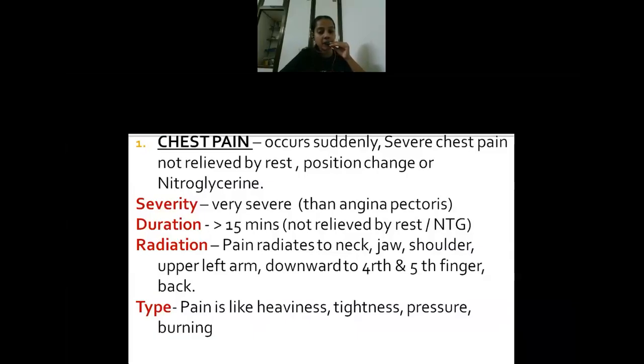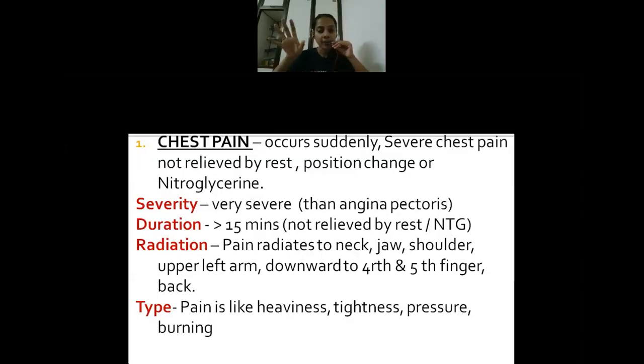It will not be relieved completely. Okay, remember that. So that is the main difference between your angina and your myocardial infarction. Remember the chest pain is very severe and usually it is not relieved by taking rest, and it will not be relieved even after taking nitroglycerin. Okay, so next one is regarding the duration. Already I have mentioned, angina pain is for less than 5 or 10 minutes, but here in MI the pain duration is for longer time. Okay, more than 15 minutes, sometimes it can last for even half an hour.